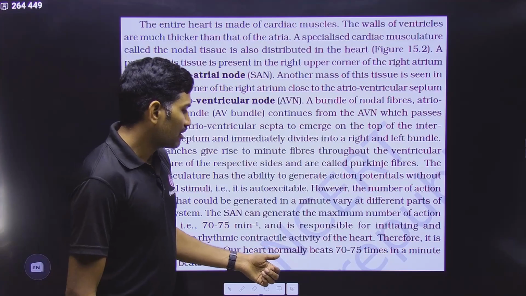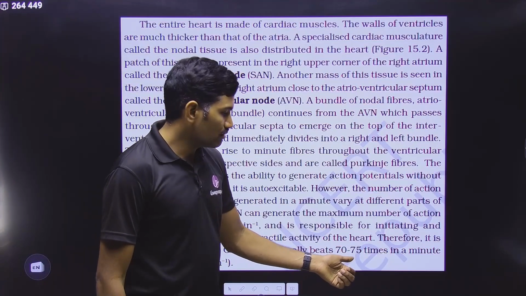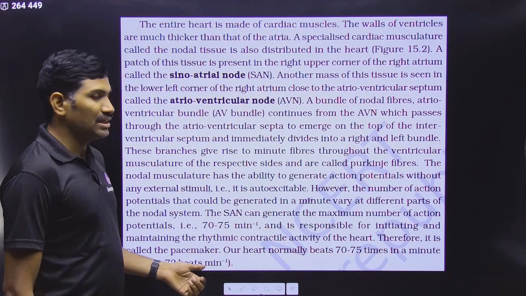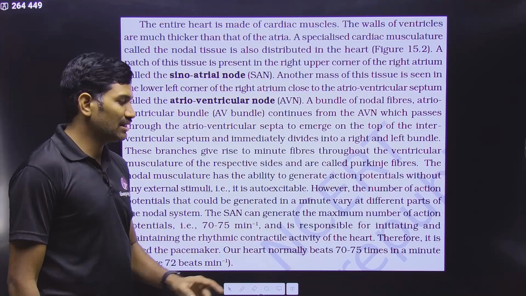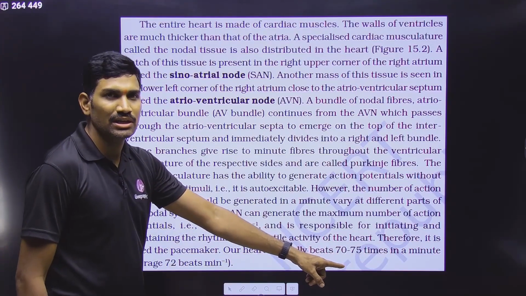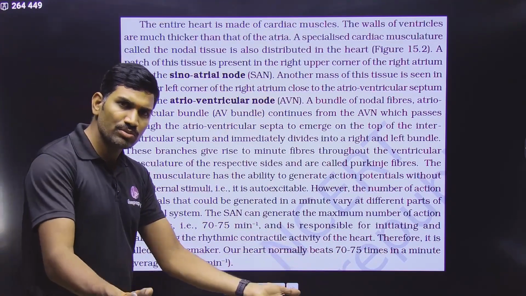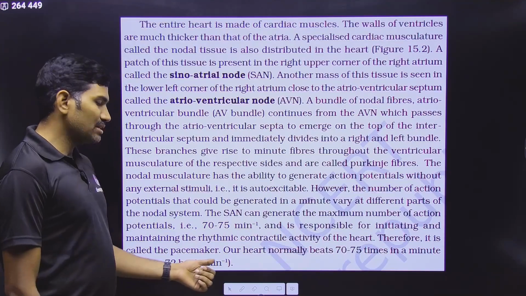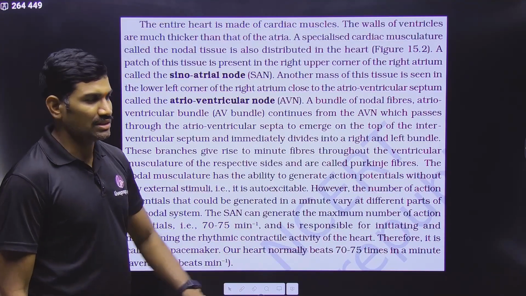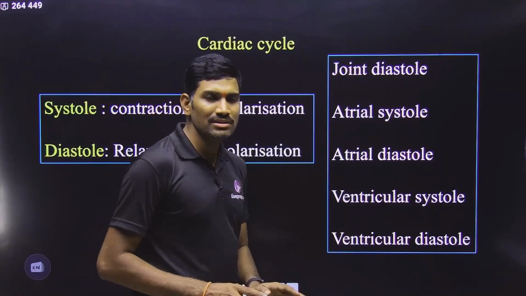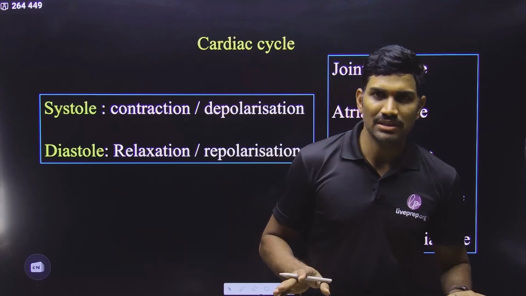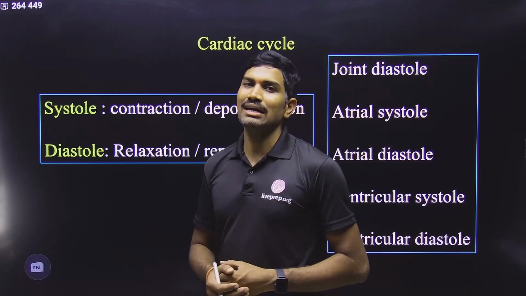Next one. Our heart normally beats 70 to 75 times in a minute. Why does it beat that many times? Because the SA node is producing that many action potentials only, and the average number is 72 beats per minute. With this, the nodal tissue part is completed. Clear? Now we are going on to the cardiac cycle.